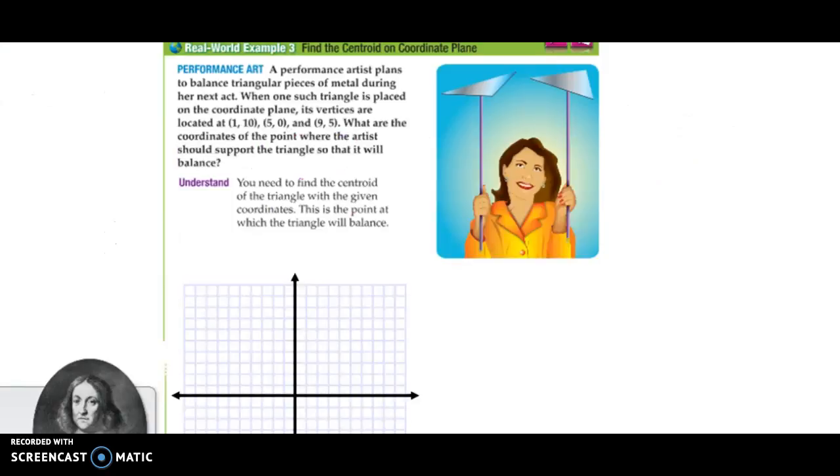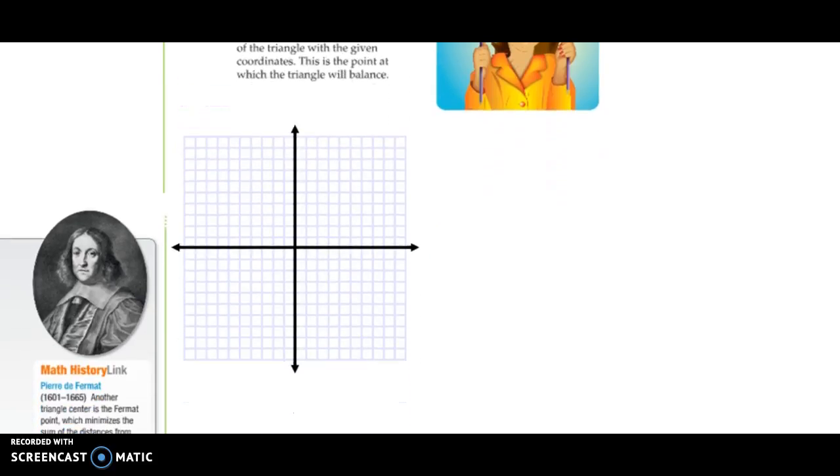Now, finding the centroid on a coordinate plane. Here we have a word problem. It says a performance artist plans on balancing triangular pieces of metal during her next act. When one such triangle is placed on the coordinate plane, its vertices are located at (1, 10), (5, 0), and (9, 5). What are the coordinates of the point where the artist should support the triangle so that it will balance? Now here's a hint. You're going to find the centroid of this triangle.